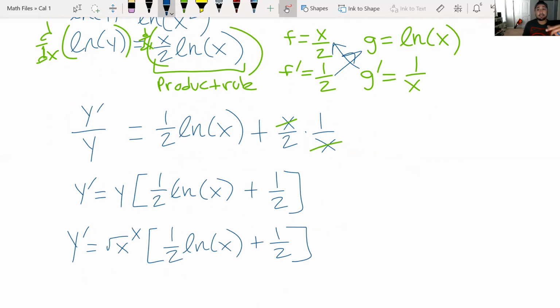You could even factor out a 1/2. Why not? Y prime equals 1/2 square root x to the x times natural log x plus 1.